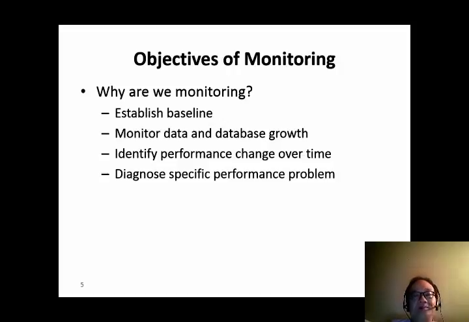When we conduct monitoring, it's imperative that we have clearly identified objectives. Why are we monitoring? Are we monitoring to establish a baseline? Are we monitoring to determine the growth for capacity planning? Or are we just monitoring to troubleshoot a specific performance problem? Clearly identified objectives will help us stay focused.